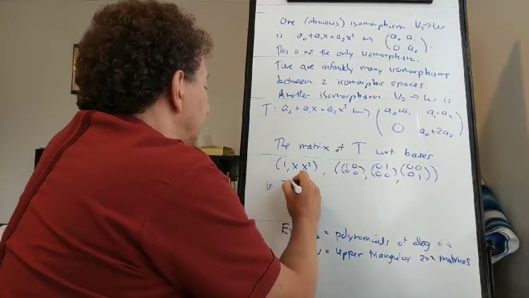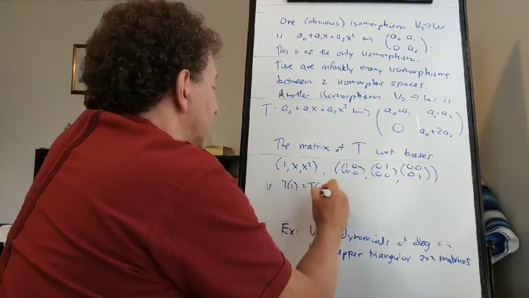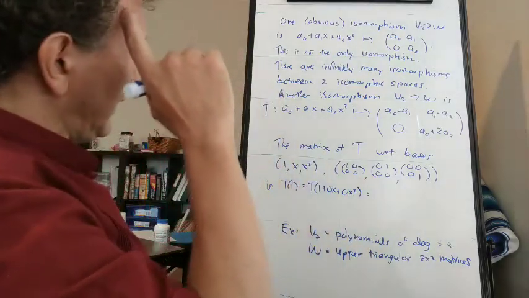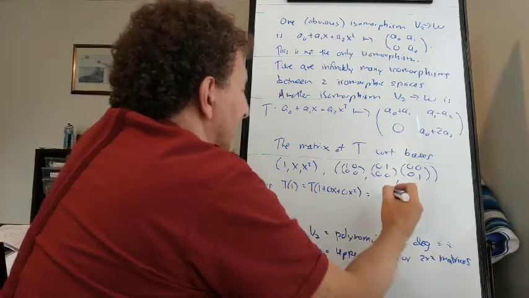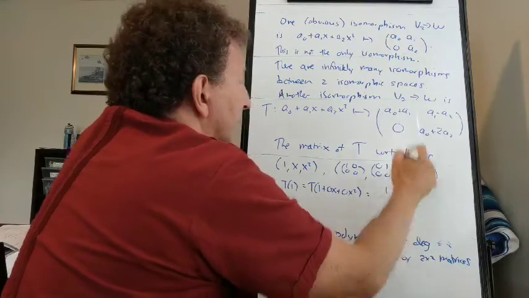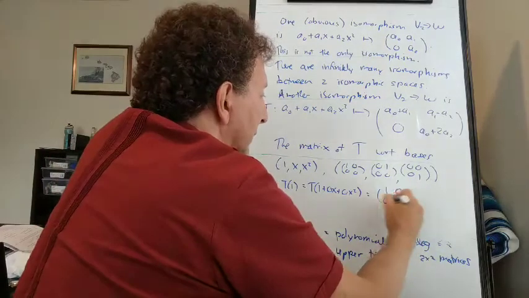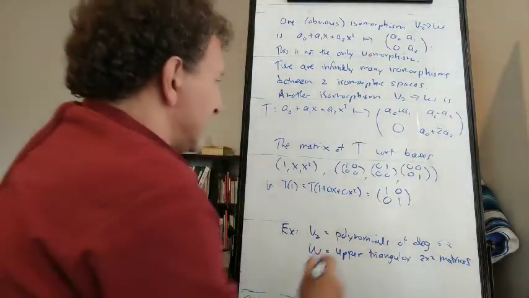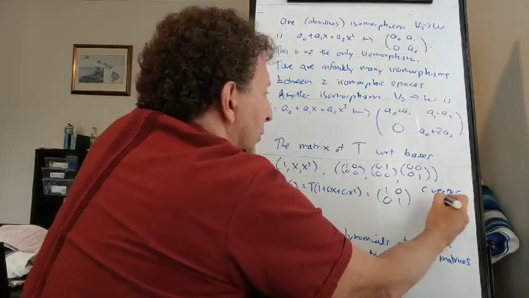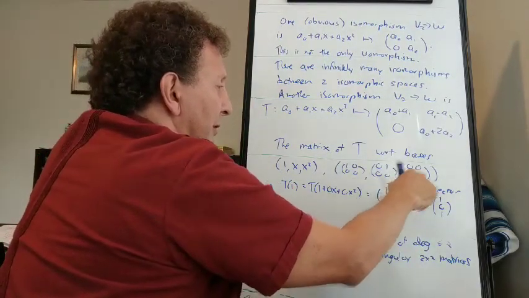So T of 1 is T of 1 plus 0x plus 0x squared. So we've got 1 plus 0, 0 minus 0, 0, and then 1 plus 2 times 0, so 1. And the coordinate vector is 1 0 1, because that's one of these plus 0 of those plus 1 of the third thing.